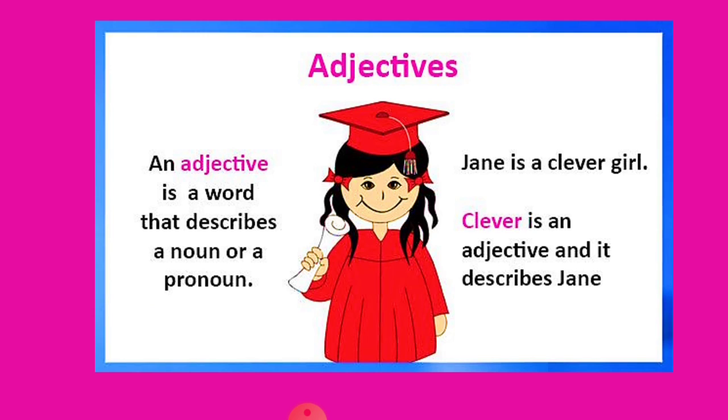For example, Jane is a clever girl. Now, clever is an adjective. Why? Because it describes Jane. So, adjectives are describing words which describe a noun or a pronoun.